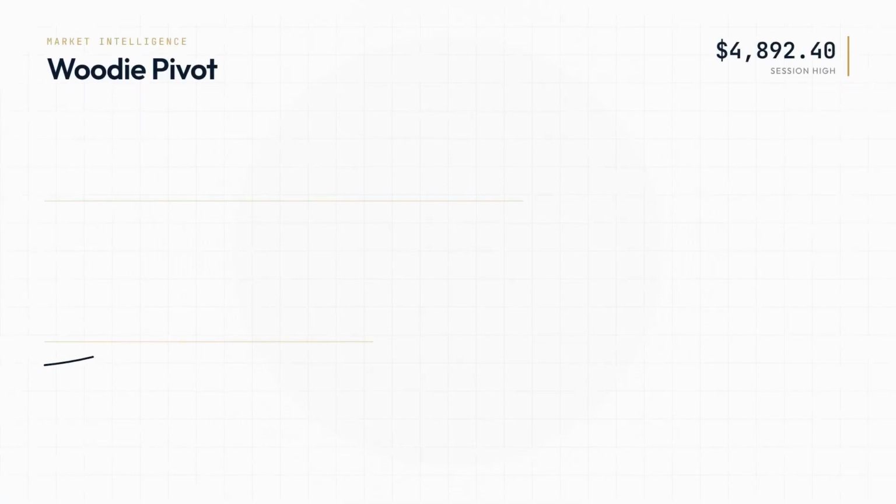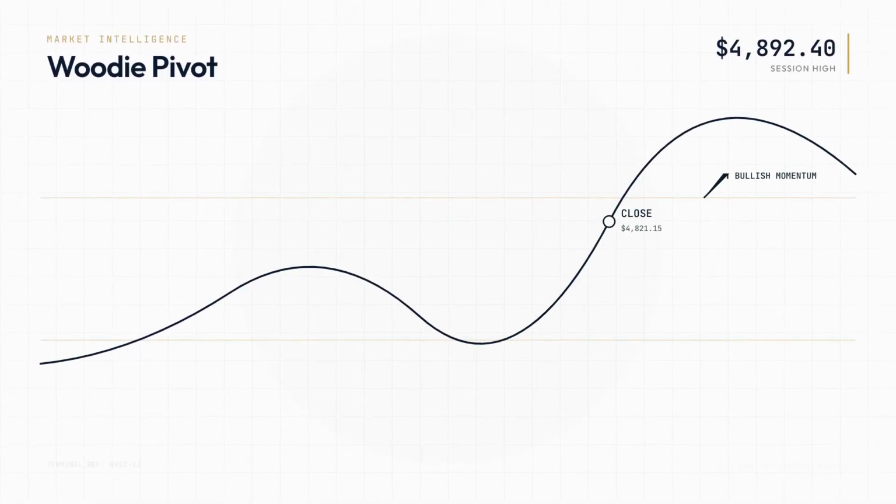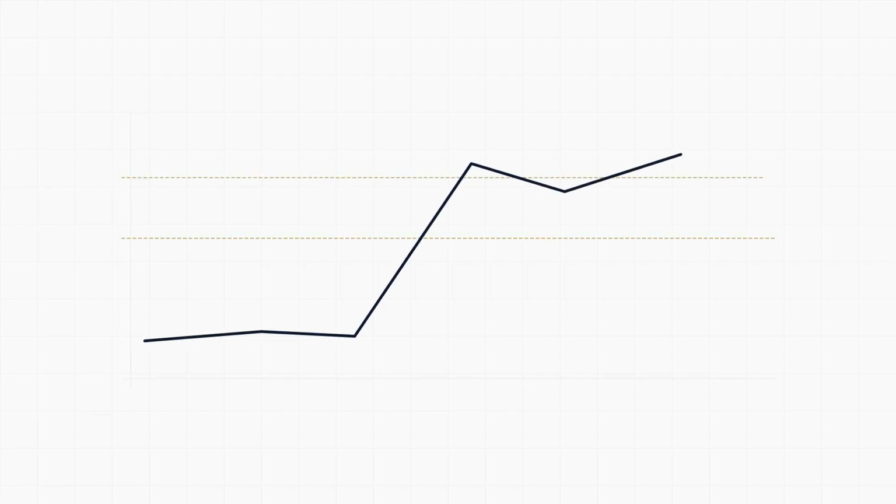Woodie Pivot gives more weight to the previous close, working well on active directional markets. DeMark Pivot uses fewer levels and focuses on potential reversal points during strong, impulsive moves. You choose the method and the time frame for level calculation, adapting the strategy to any instrument.